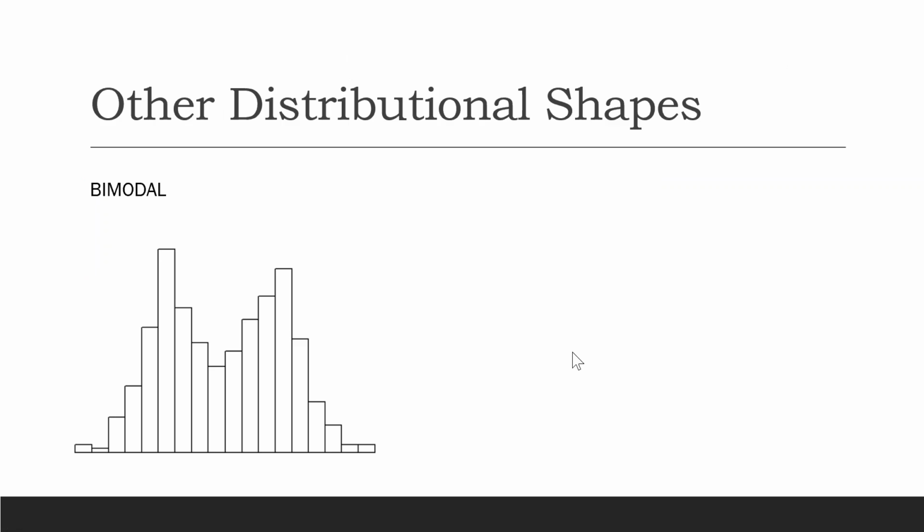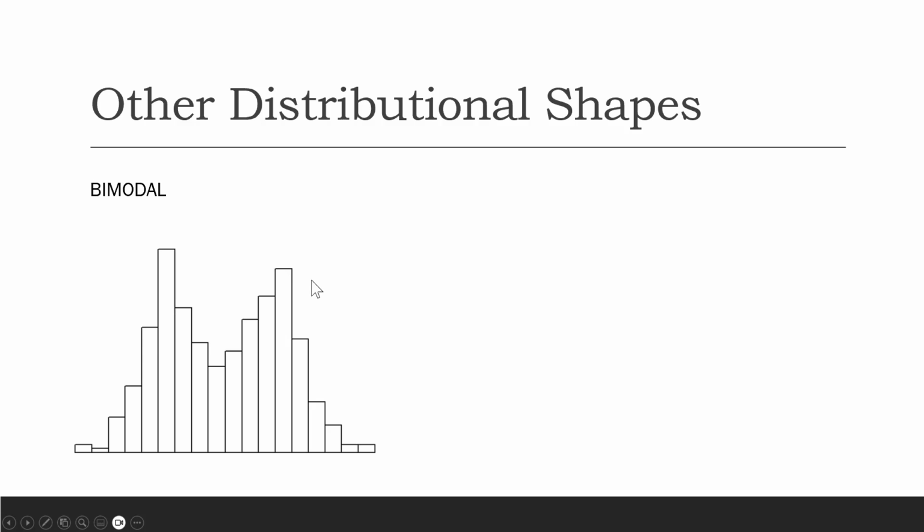Now, there are other distributional shapes. For instance, we looked at graphs that were unimodal. Well, there are some data that when you graph them, you're going to get a bimodal distribution. Notice my data go up to this peak, go back down, and then they go up again to this peak and continue to fall after that. So there's two peaks here. There's two modes. So we have a bimodal distribution.